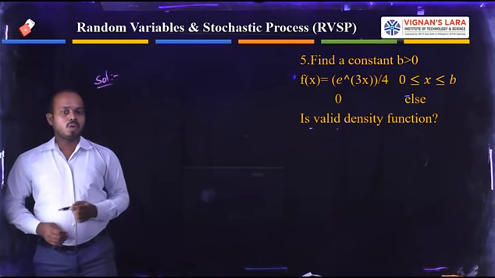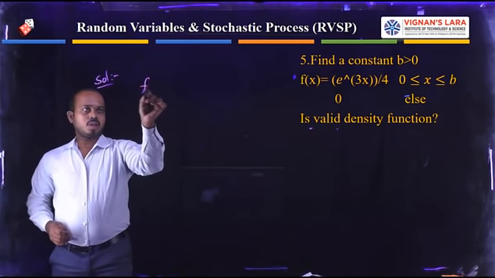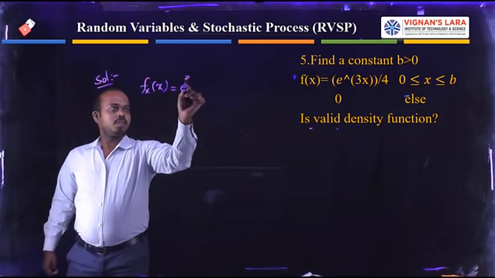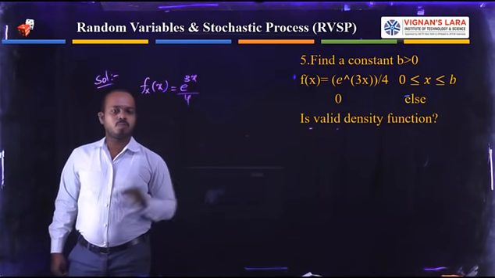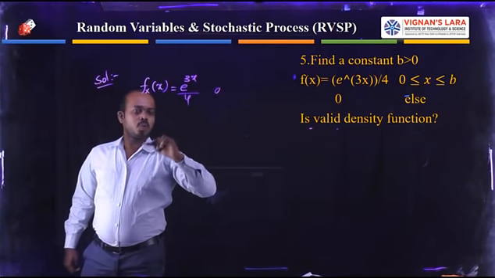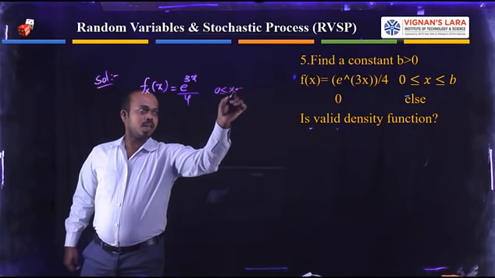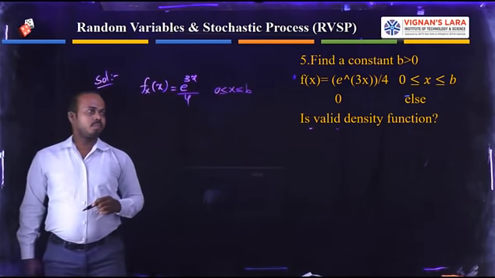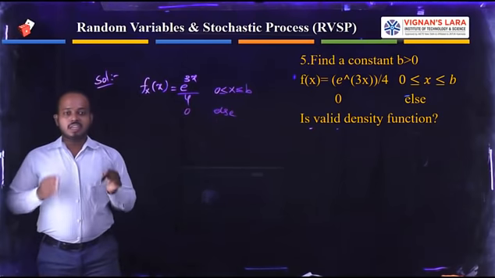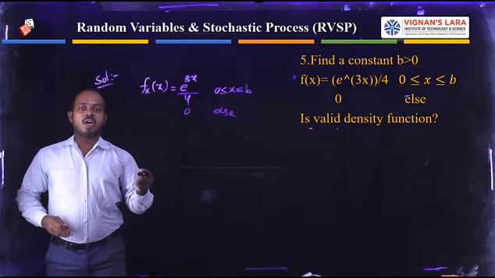First of all, the given density function is f(x) equal to e power 3x divided by 4, lying between 0 less than or equal to x less than or equal to small b. Except for these limits, the value is 0. But this problem particularly mentions that the density function is a valid density.